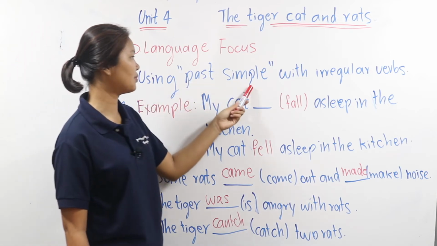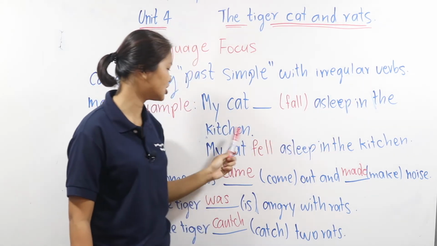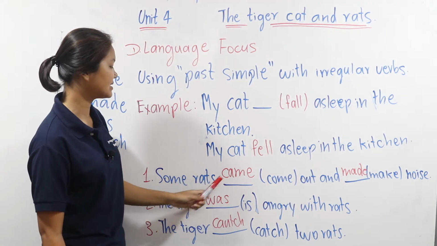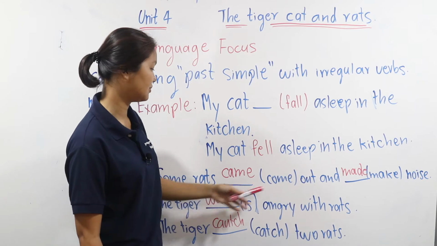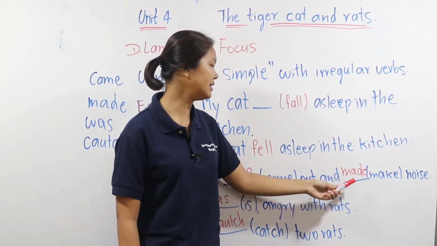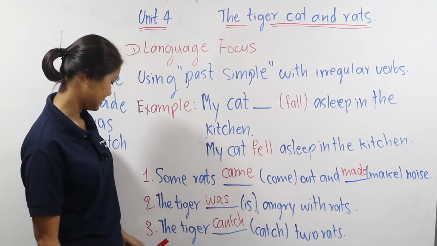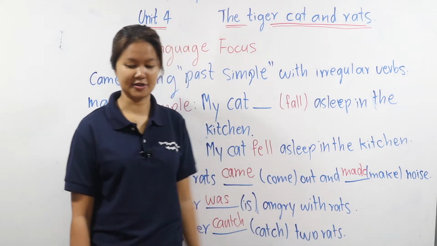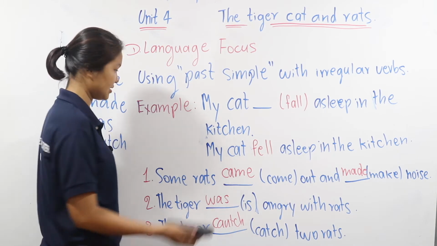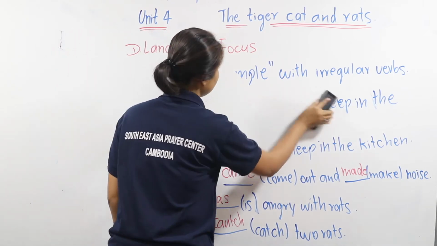Okay, using past simple with irregular verbs. My cat fall asleep in the kitchen. My cat fell asleep in the kitchen. Some rats come. No, not come. Now just read the irregular verb, the past simple. Okay, some rats came out and made noise. The tiger was angry with the rats. The tiger caught 2 rats. All right. So I hope you understand, and please remember these irregular verbs. Okay. Now I'll just erase. We will go to the text reading.